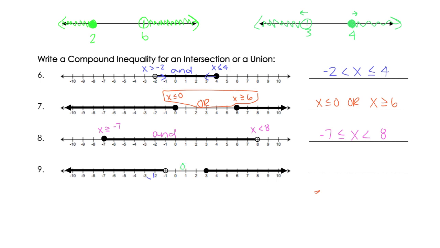Last one here, we have another or statement. So instead of writing the little notes off to the side, because you end up just writing it twice, starting with that first shaded area, we would have x is less than -1, and then we would have our or. We would have x is greater than or equal to 3. And that is it for your notes.